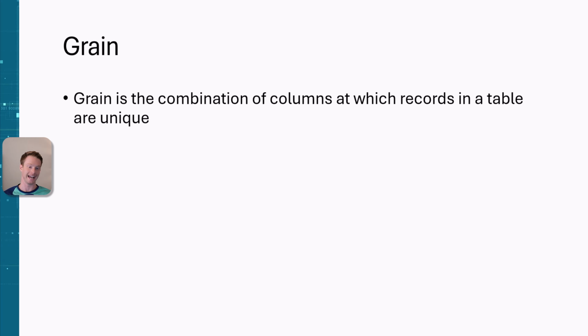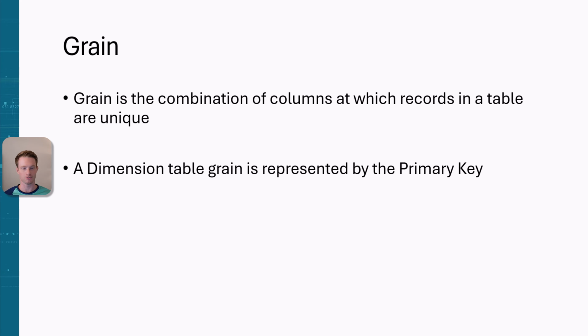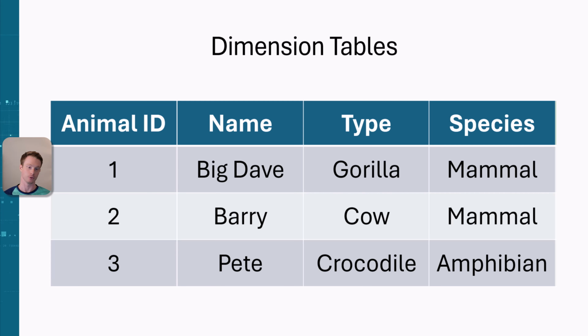In a dimension table, this is really just represented by the primary key. So when we're looking at some sort of dimension table, we are going to say the grain is the level of the primary key, because by definition, this is unique. So the uniqueness level of this table is the primary key. In this table, it's a dimension table of animals, and each animal has their own ID. So we can say the grain, that low level of uniqueness, is this primary key.